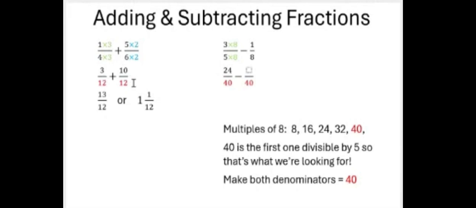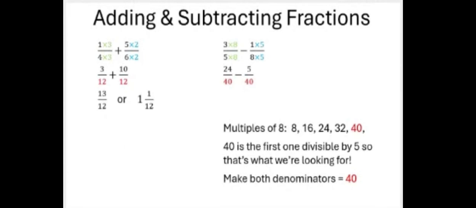In the second fraction, what did I multiply the 8 by to get 40? I had to multiply by 5, so that's what I do in the second fraction. 1 times 5 is 5, 8 times 5 is 40. I have now converted this question that I could not subtract into one where the denominators are the same. 24 minus 5 is 19.